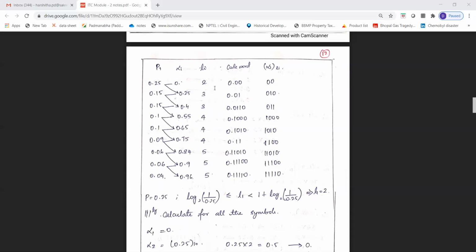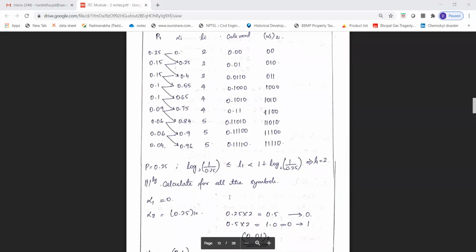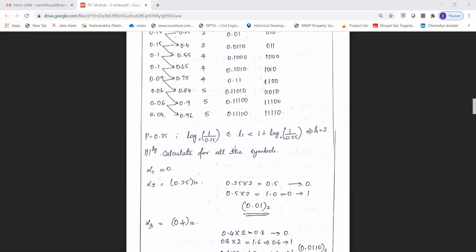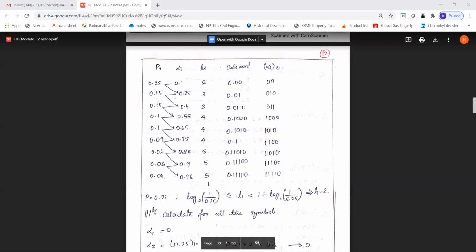Next, in a similar way, I'll calculate the value of length using the relationship between the length and the probability. So, as we did for the basic source, the same thing that we are going to do here, and I'll calculate the value of Li.